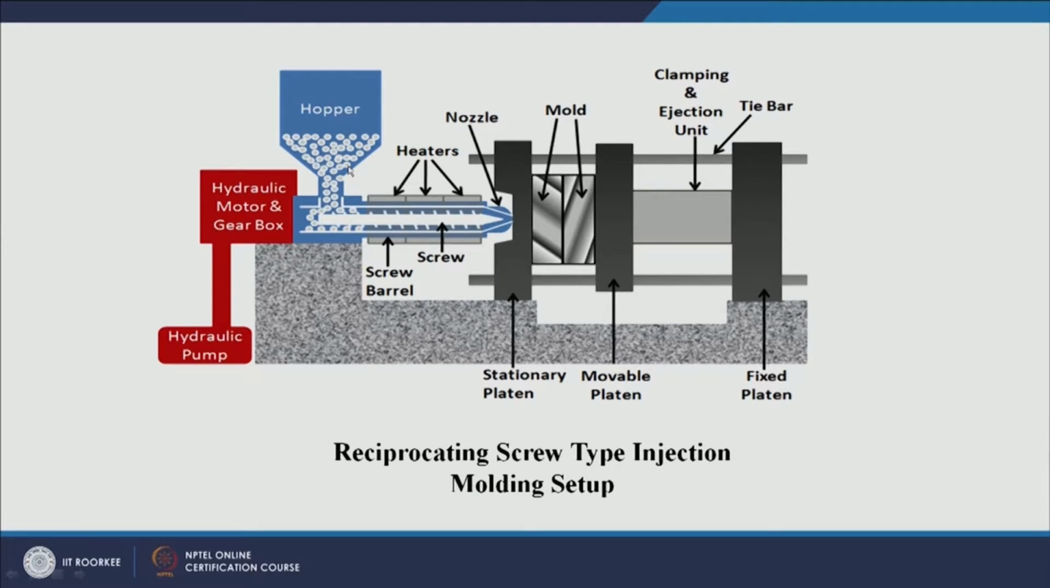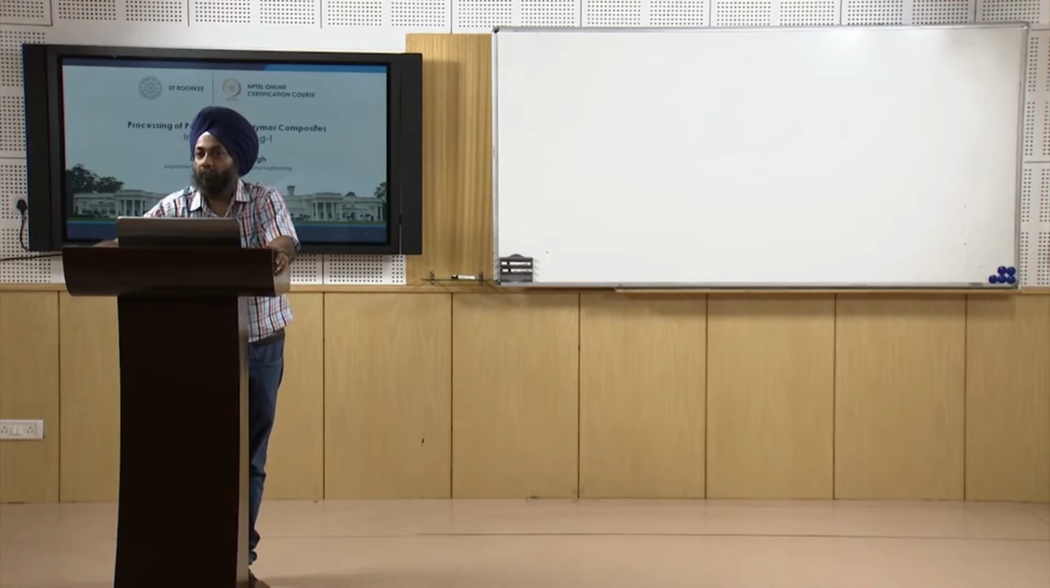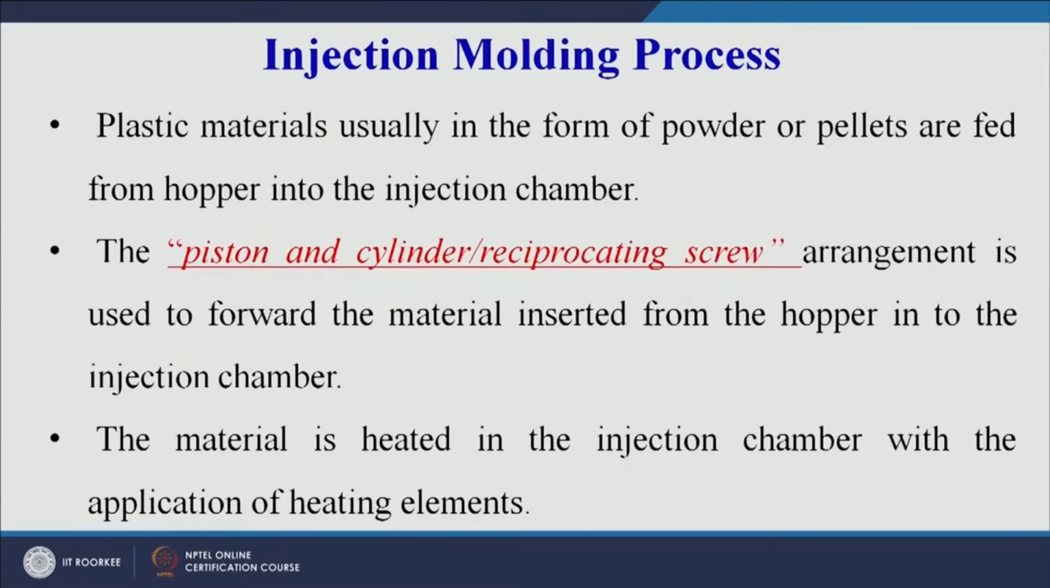So the only difference between a screw type of injection as well as the plunger type of injection is in the mechanism through which we are pushing the molten plastic into the mold cavity. In piston type, we will use a piston or a plunger inside the cylinder to force the molten plastic into the mold cavity, whereas in case of screw type we will use a rotating screw to force the molten plastic into the mold cavity. We will try to understand this with the help of an animation also. So that is the basic difference. So this is on your screen, reciprocating screw type injection molding setup.